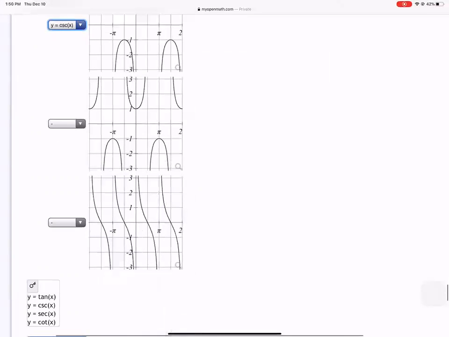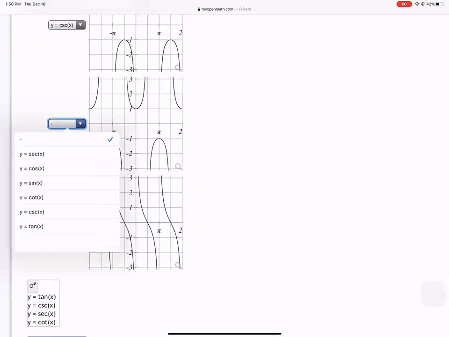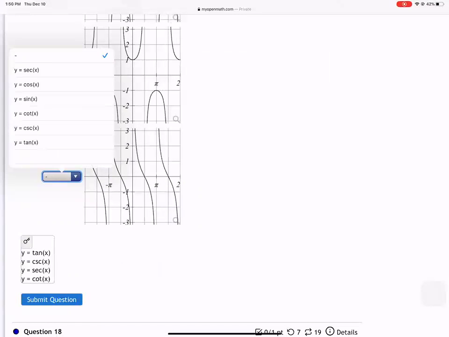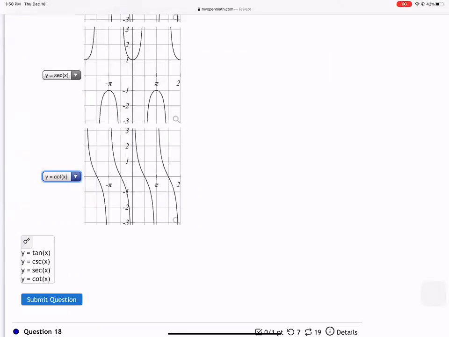This is a finger graph on the y-axis, that's going to be secant. And our last one is going to be tangent, but it's going to be cotangent because it's not 50-50.